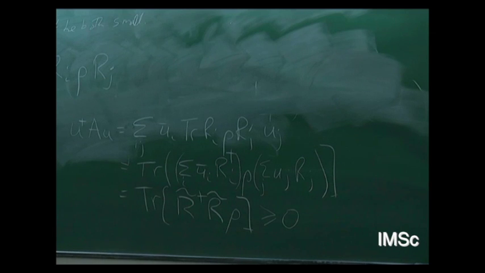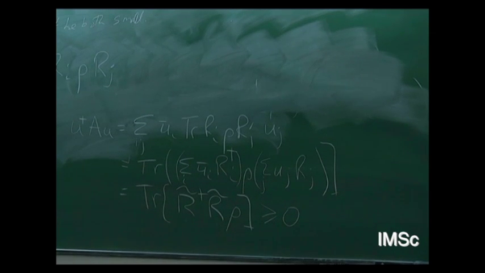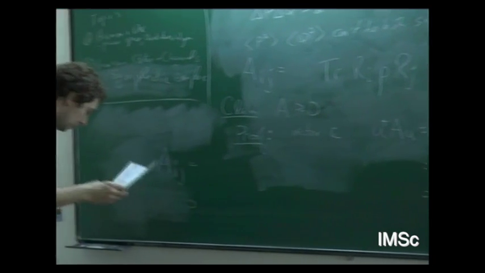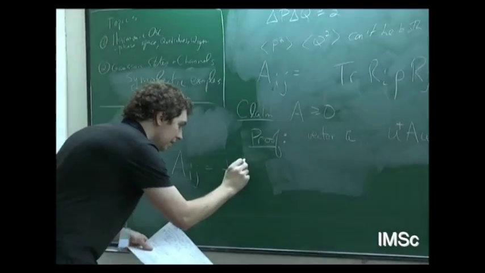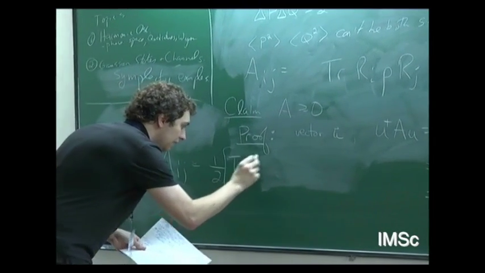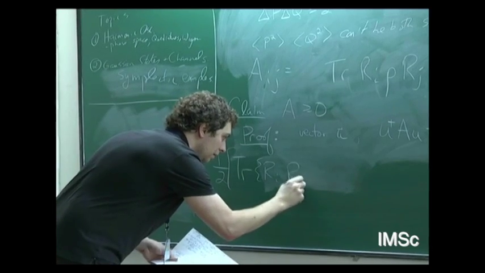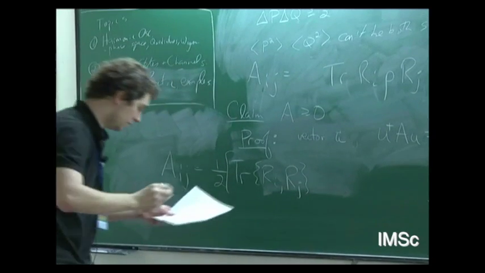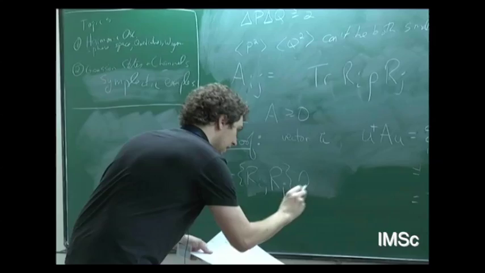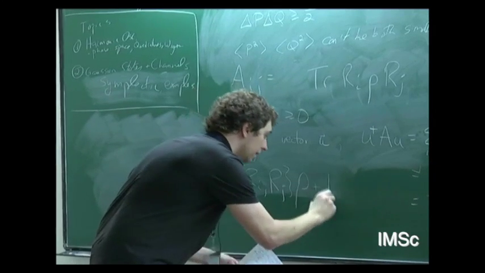And this actually tells us the constraint that we need on the covariance matrix, because if I look at the entries in A, Aij is equal to, I can write it as the average of the anti-commutator of Ri and Rj, the expectation of that, and the commutator of Ri and Rj.